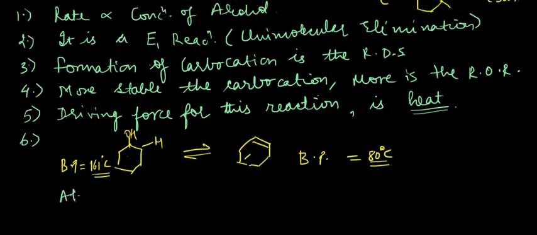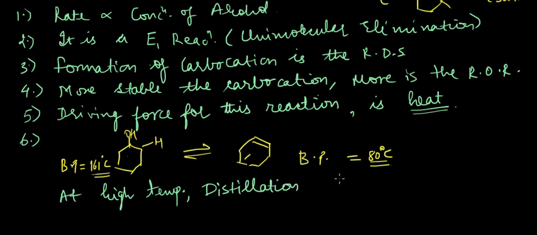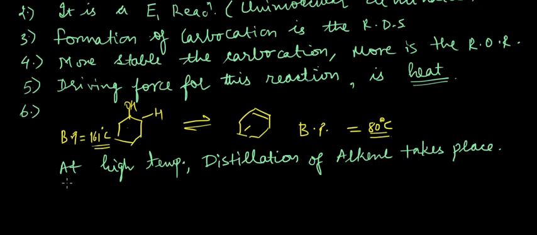Okay, at high temperature, distillation of alkene takes place. Okay, now let us look at the 7th characteristic we have. So at high temperature, it favors elimination reaction because of increase in entropy.